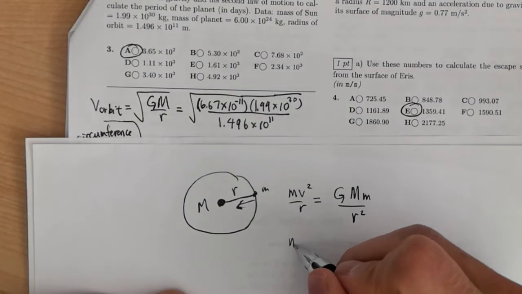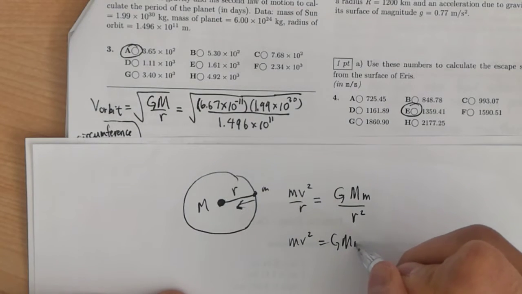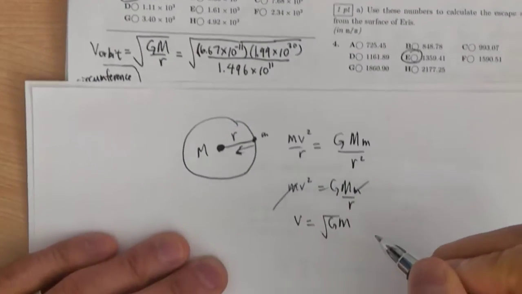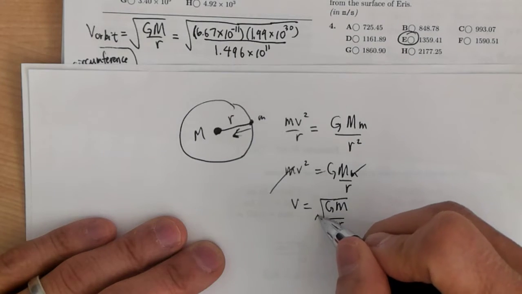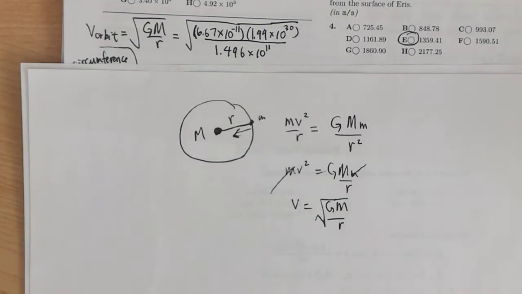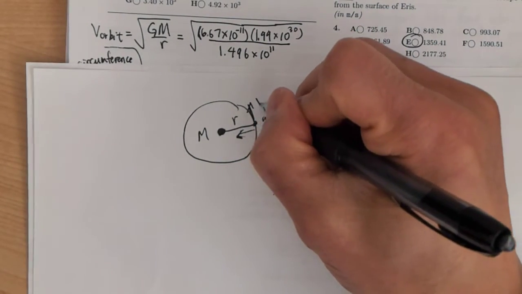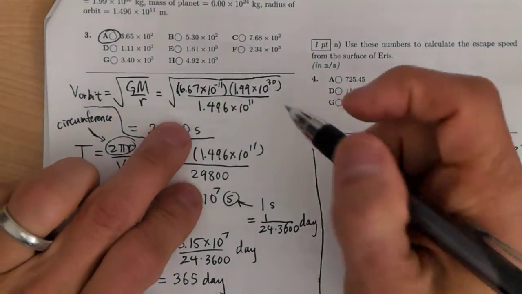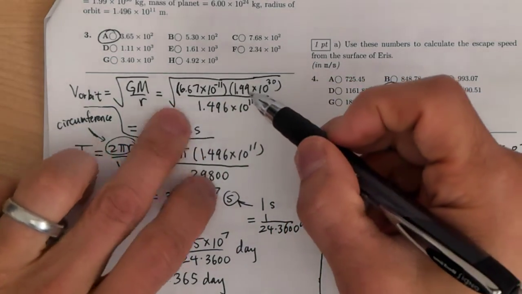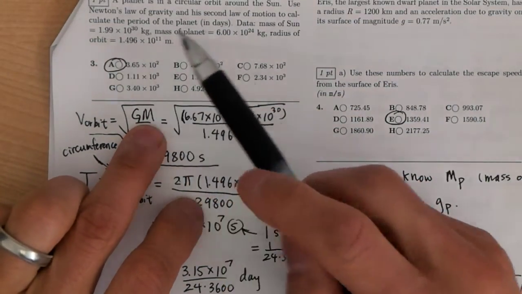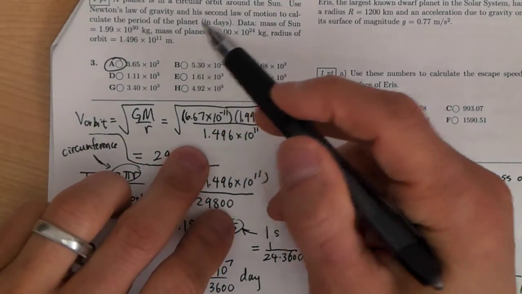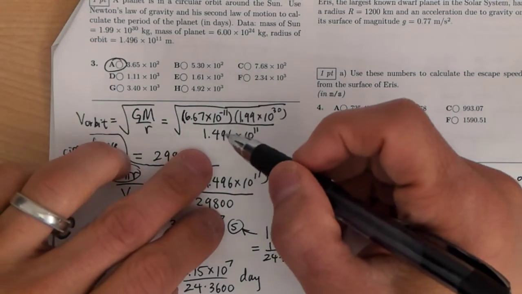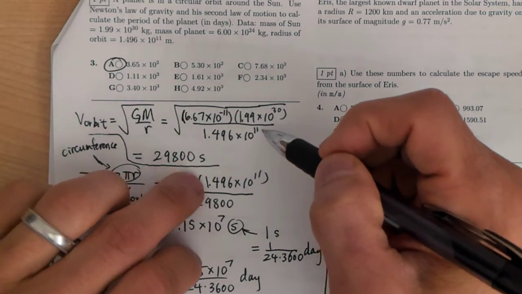What we do is we cancel one factor of r, then we cancel out the m. We get v is the square root of GM over r. You see, it only takes a couple lines to derive this. That's the speed of this satellite going around in an orbit. Okay? So we plug in the values. Capital G, 6.67 times 10 to the negative 11. Capital M, the mass of the Sun, is 1.99 times 10 to the 30. The radius, the distance from the Sun to the planet, is 1.496 times 10 to the 11.